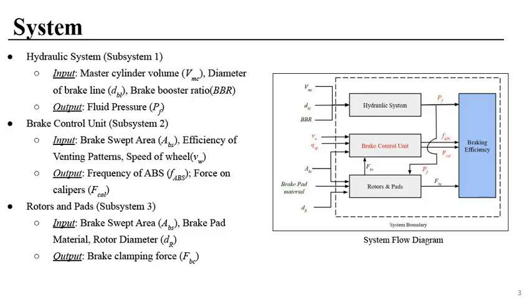The outputs are fluid pressure for the first subsystem, the frequency of the ABS and the force on the calipers for the second subsystem, and finally the brake clamping force for the third subsystem. Further, you can also view the system flow diagram on the right, where the dashed line represents the system boundary, which indicates that the main output that we are finally focusing on is the braking efficiency.